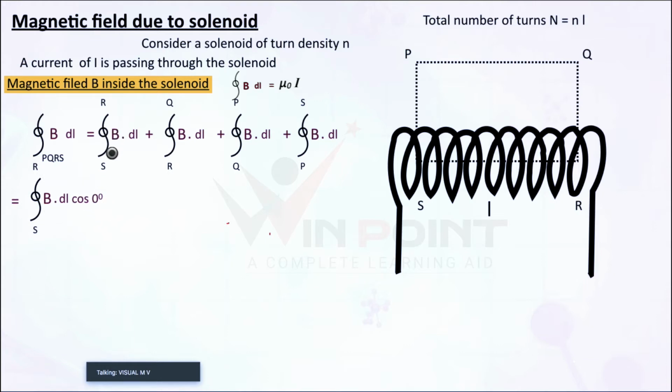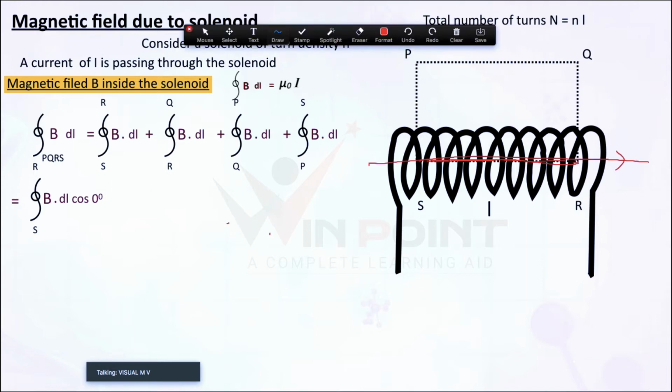We are expanding this. B dot dl is B dl cos theta. Instead of theta, we can write 0, so B dl cos 0 from S to R. The angle between dl and the magnetic field is 0 degrees, because both are in the same direction. So we can write B into dl cos 0.